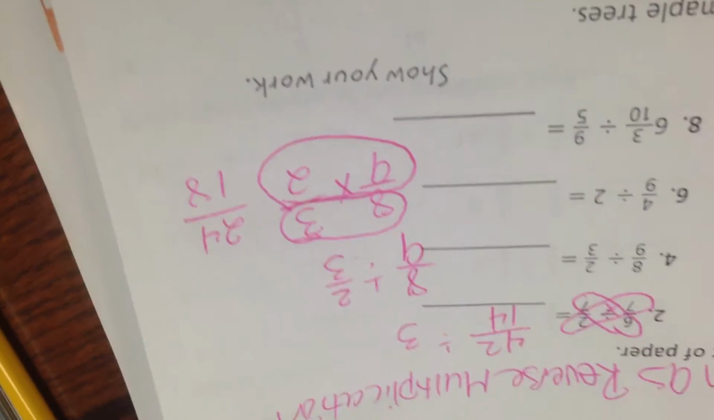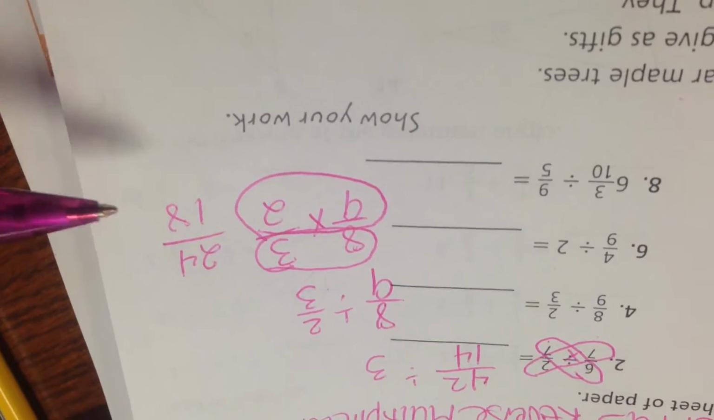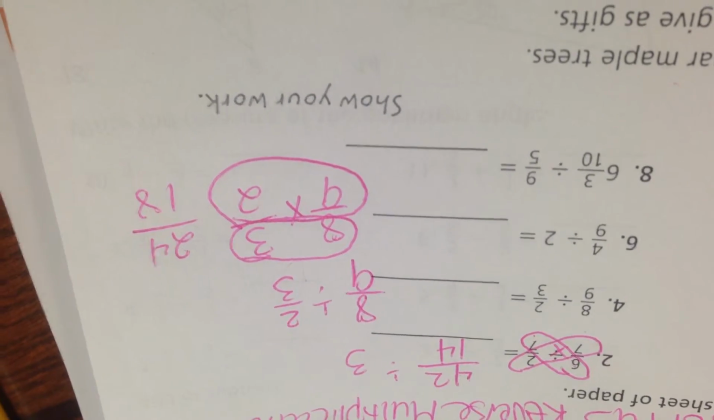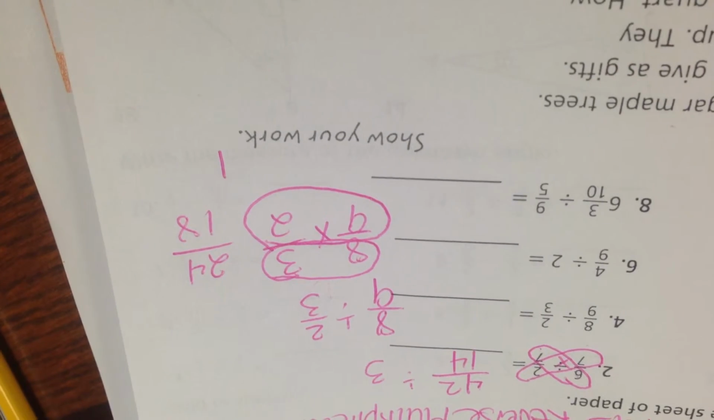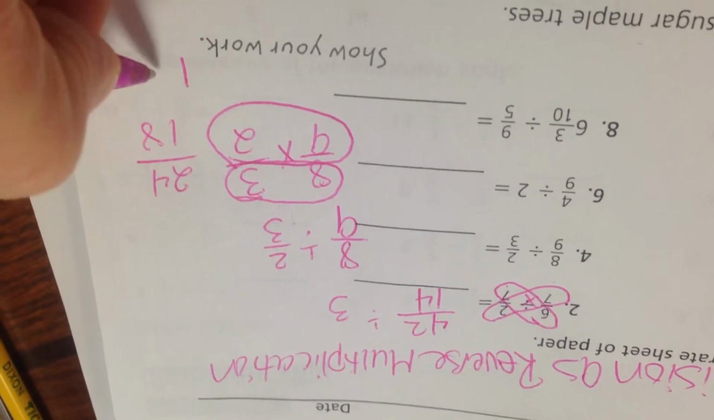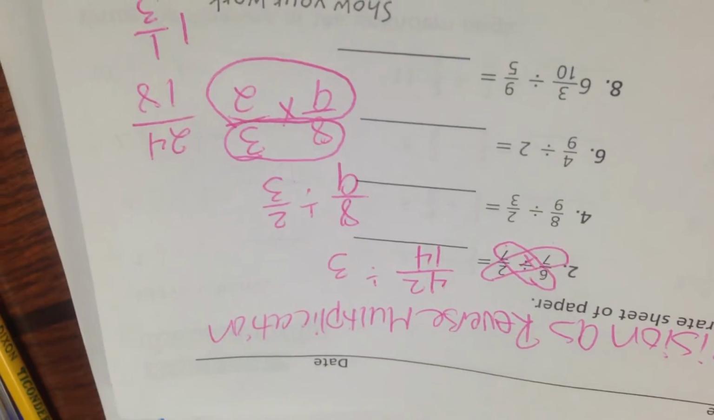And when you look at 24/18, your numerator is bigger than your denominator, so you need to make it a mixed number and think how many times 18 can go into 24. It can go in once, so that becomes my whole number. I have a denominator of 3 and 1.